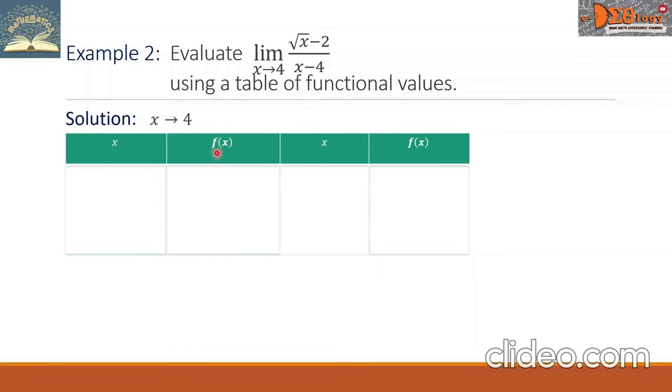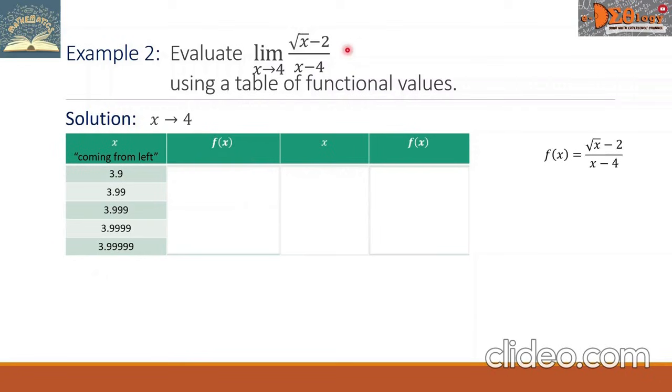For the first pair, with regard to the x, we're going to write values of x that come to number 4 from the left. So we write the values as 3.9, 3.99, 3.999, 3.9999, 3.99999. Given these values, we will solve for f of x.